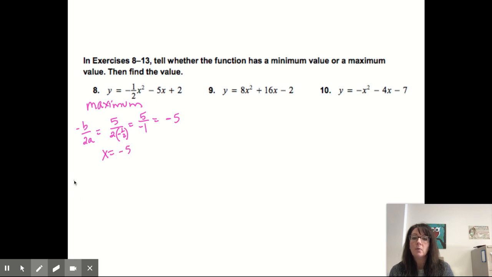So now I can find my y value and get my vertex and my maximum point, so to speak. So I've got this -5 squared.